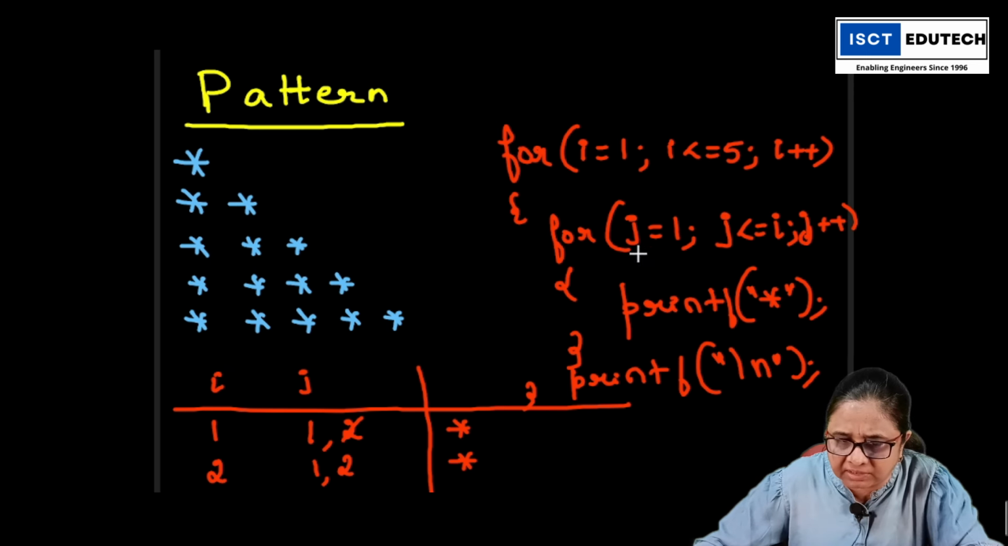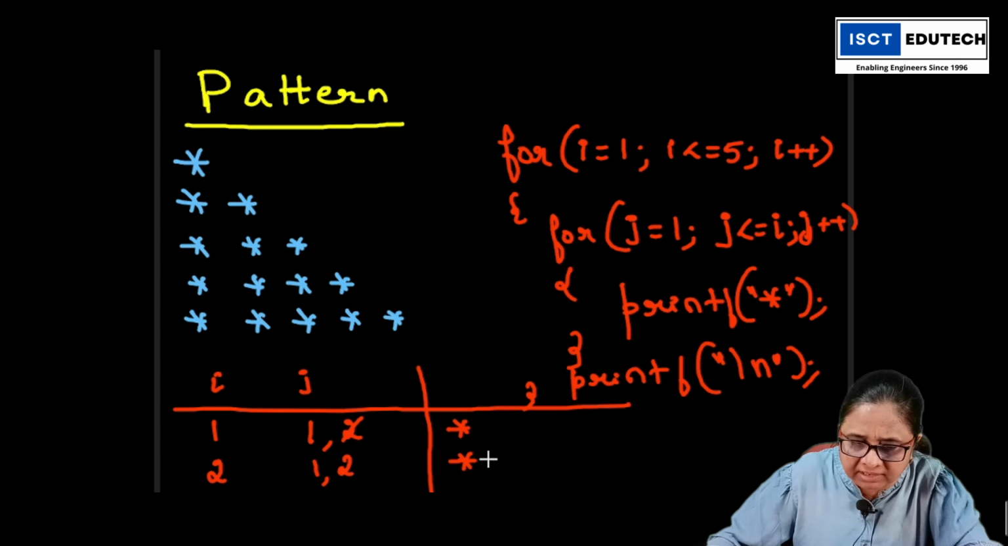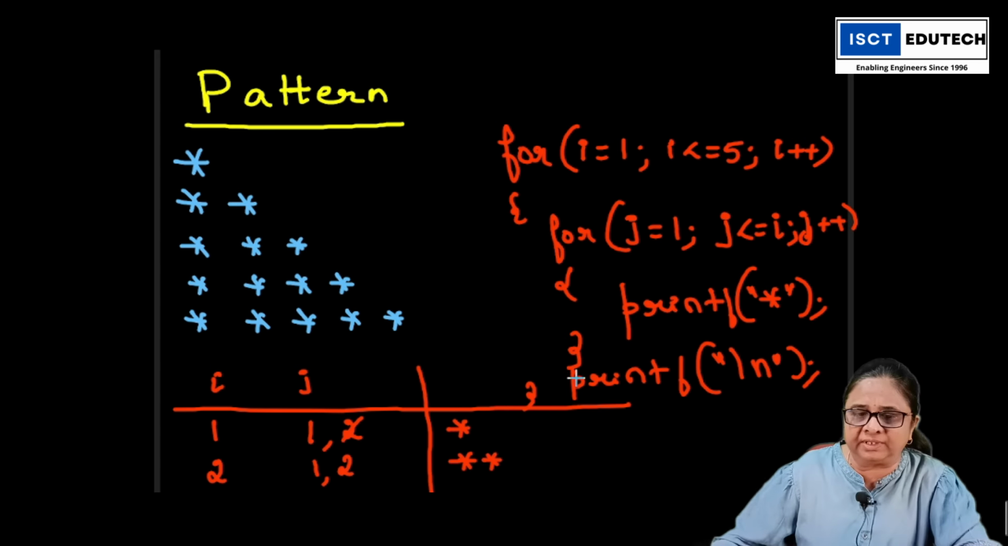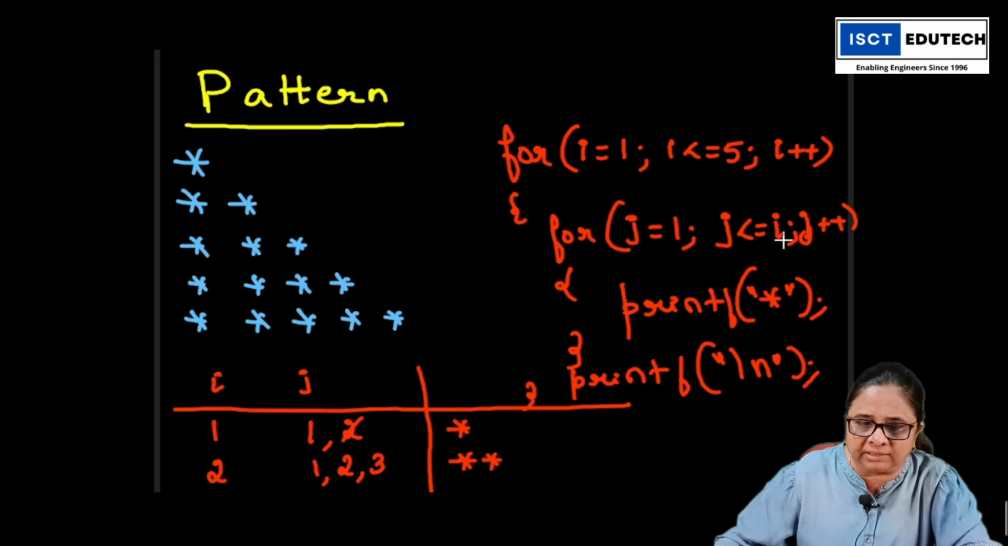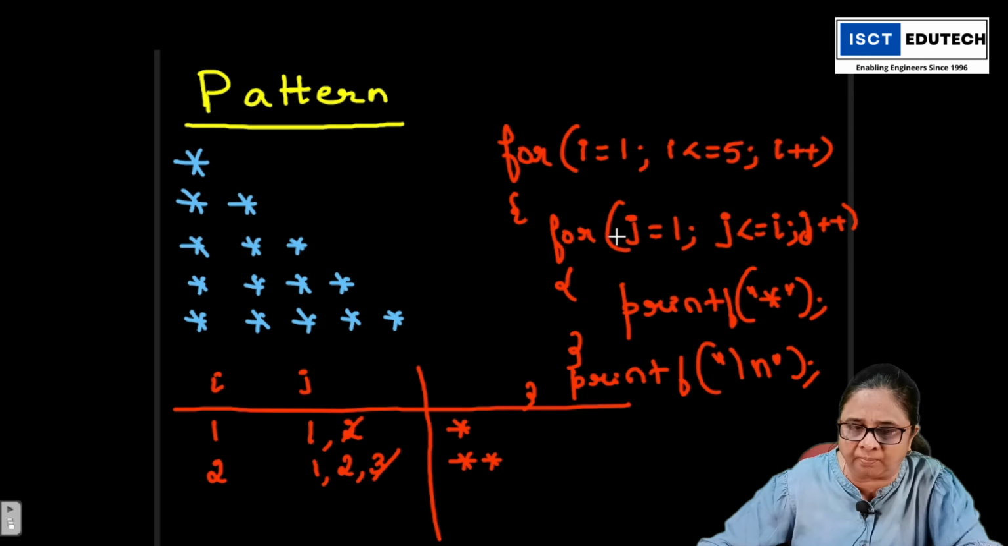Now since we are still inside the J loop, we have not come out of the J loop, the printf is going to print the star just beside it. There is no slash n right now. Then again goes back, J becomes 3. 3 less than or equal to I, no, false. It comes out of the J loop. What is there outside the J loop? There is a slash n. So cursor goes to the next line.